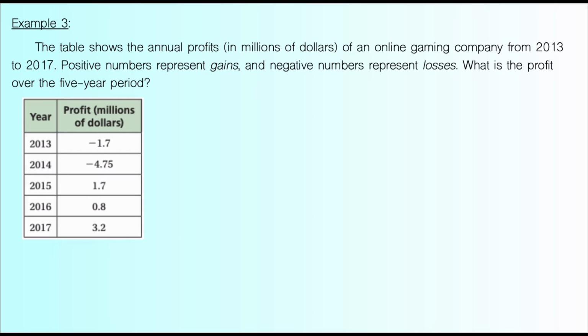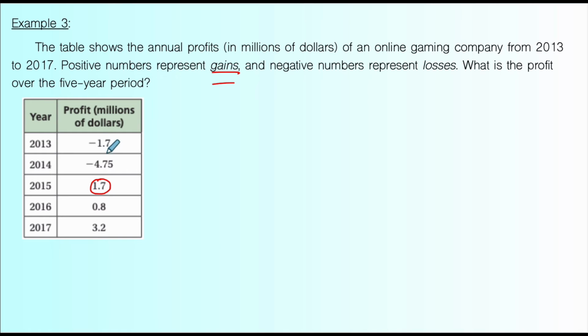The table below shows the annual profits, aka how much money a company has made in millions of dollars. This is for an online gaming company, and it takes place over a course of 5 years from 2013 all the way to 2017. Anytime in this chart you see a positive number, like right here, that is a gain. A gain means they made money. So in 2015, they made $1.7 million.